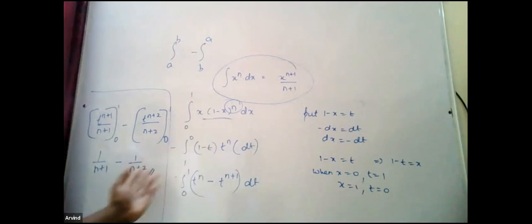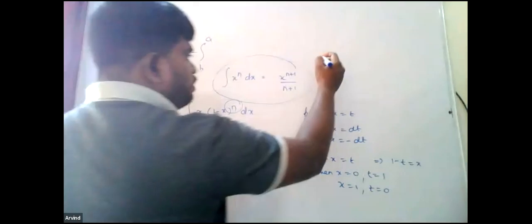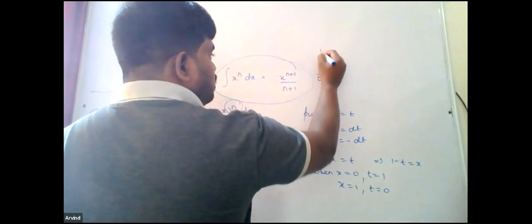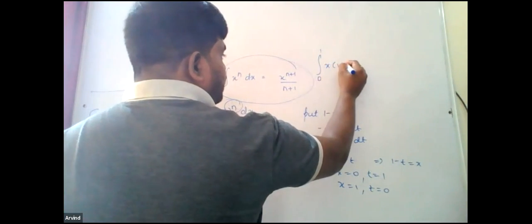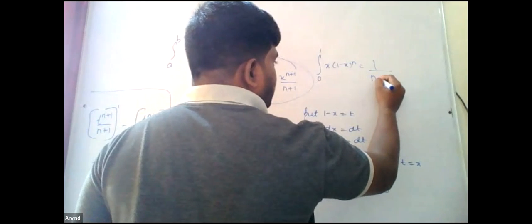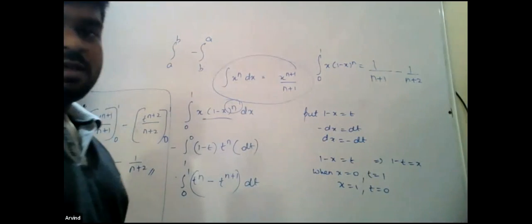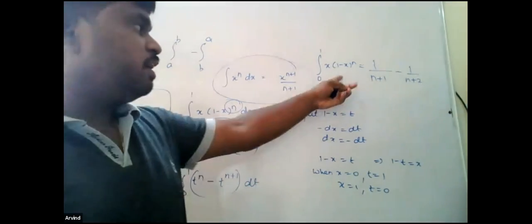If you get it in the standard form, easily you can solve it. But this, you can remember it as a formula. Integration from 0 to 1, x into (1 minus x) whole to the power n is given by 1 by (n plus 1) minus 1 by (n plus 2). This itself is a formula. You can either remember it as a formula.